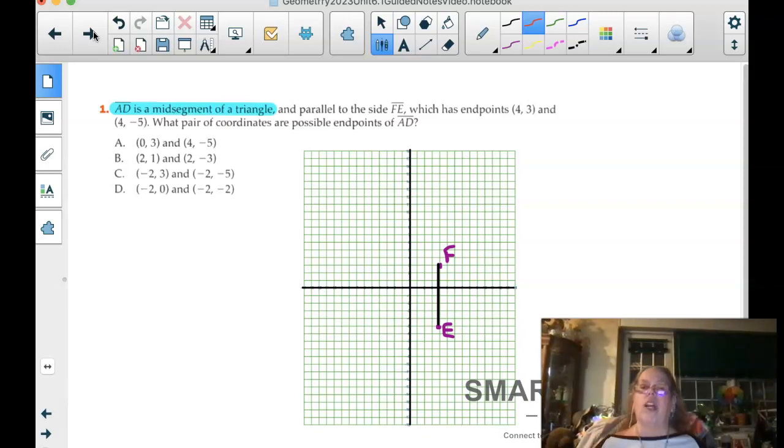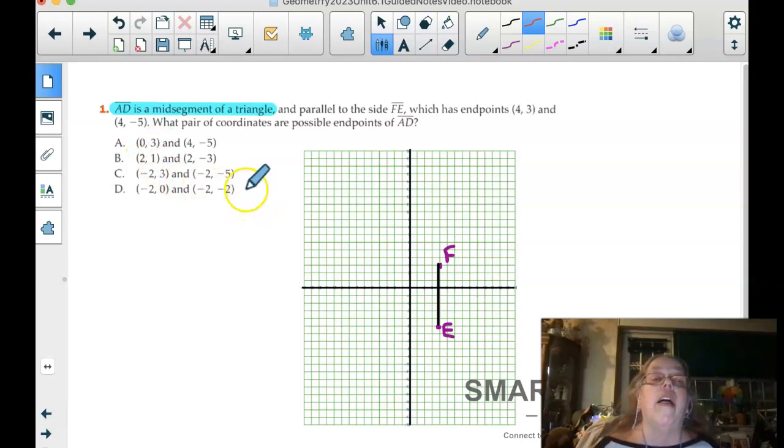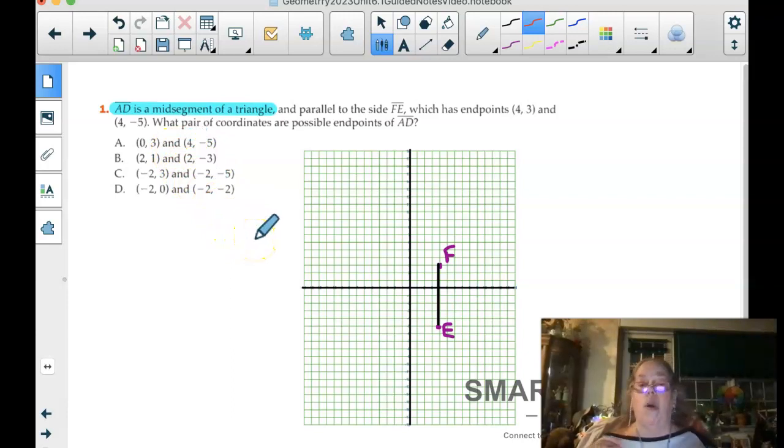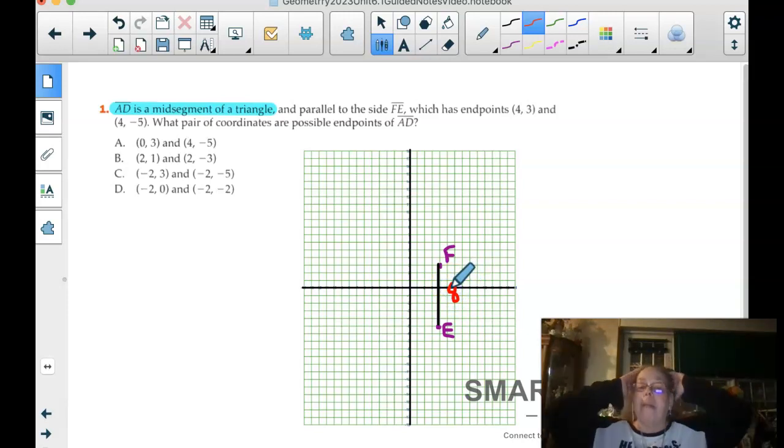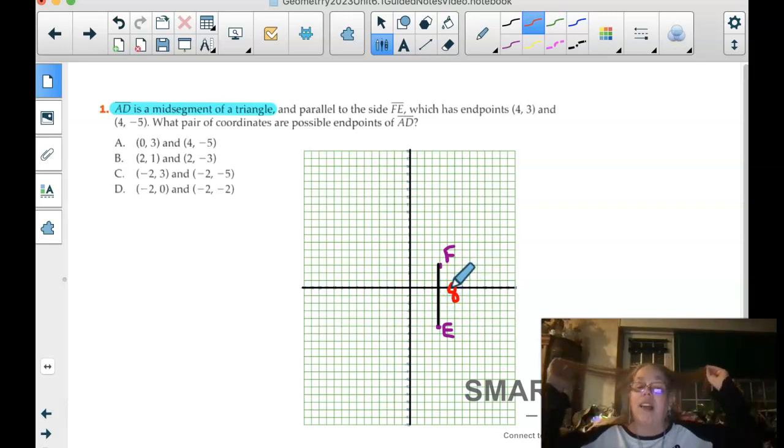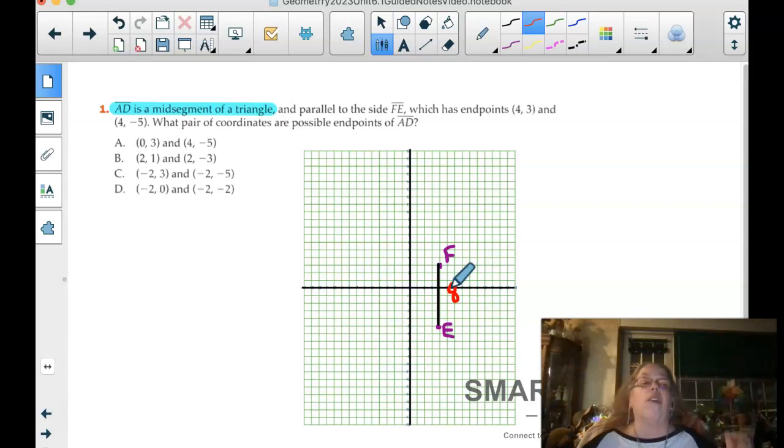Now, we know it's got to be parallel, so it's going to be a vertical line. And if it's going to be a vertical line, then the x values are equal. So that's one hint. And it's going to be half the size of FE. What's the size of FE? It goes from 3 to -5, which is 8 units long. I'm going to mark that so we don't forget. So our mid-segment has to be parallel to FE and 4 units long.